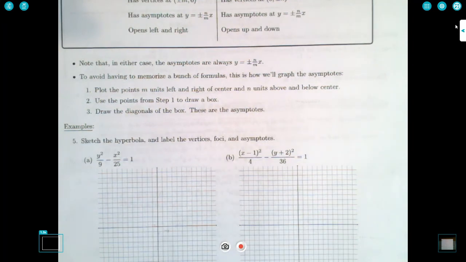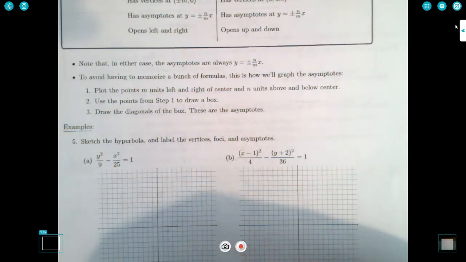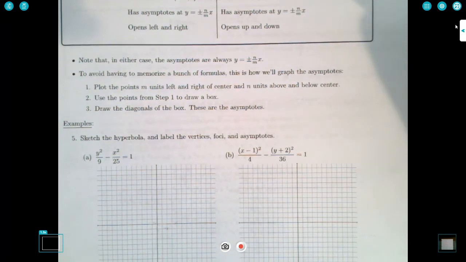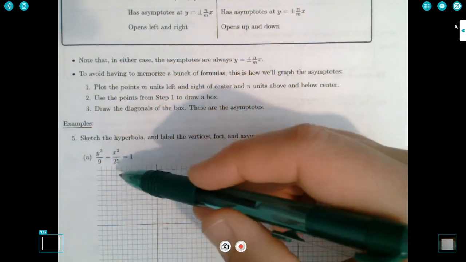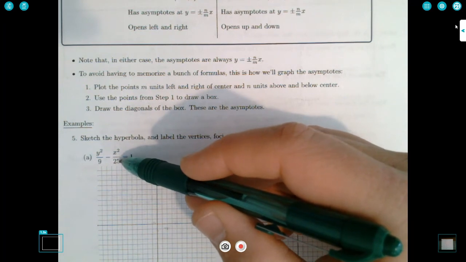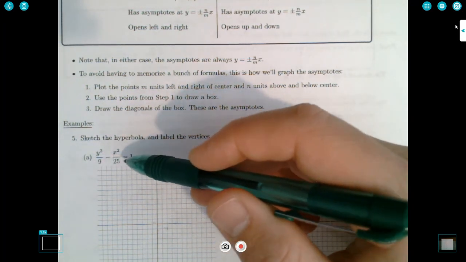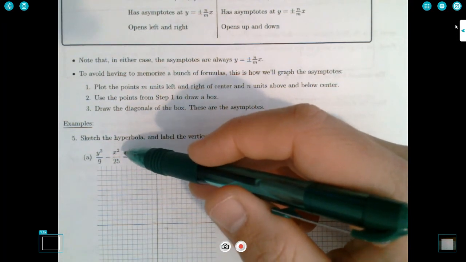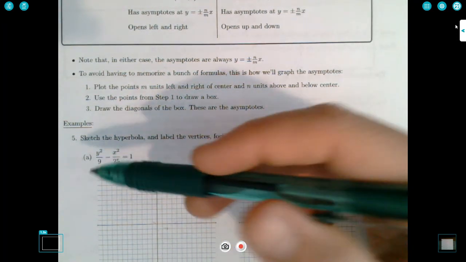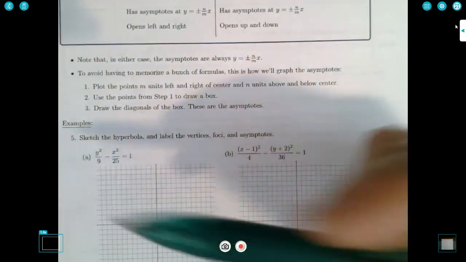So let me give you a couple examples. So y squared over 9 minus x squared over 25 equals 1. Remember, m is always the thing you're dividing x by, and n is always the thing you're dividing y by. So m is 5, n is 3.